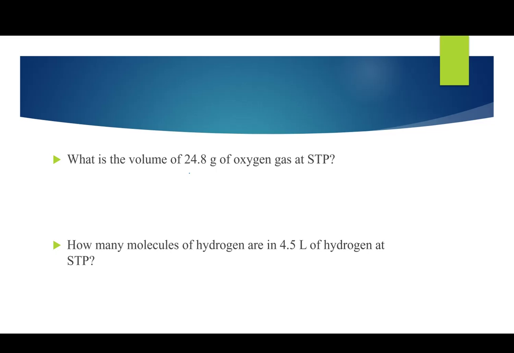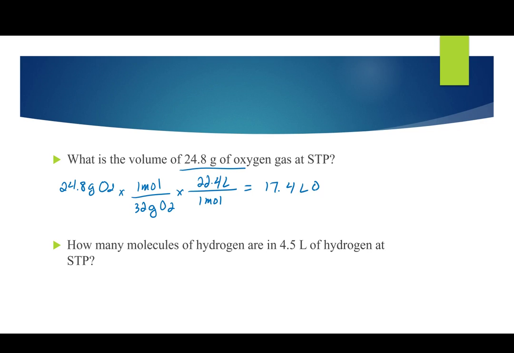What is the volume of 24.8 grams of oxygen at STP? Again, if you just forget about conversion factors, you could use the ideal gas law to solve this. But since I know about conversion factors and it's easier, I'm going to use that. So 24.8 grams oxygen. Oxygen is diatomic, of course, so 32 grams per mole. And then 1 mole, 22.4 liters. That's going to give me 17.4 liters of oxygen.